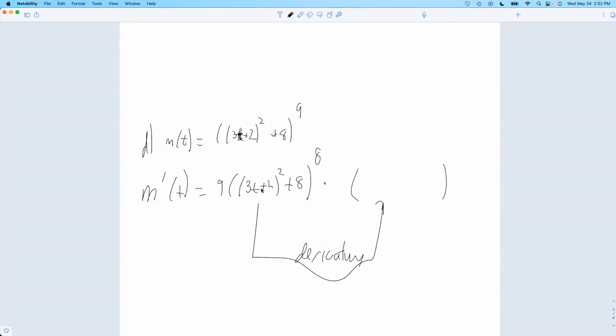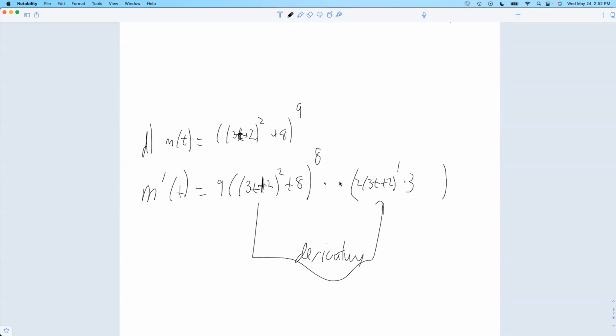Oh, look, that's a function inside a function. This is a plus. That guy there is a function in a function. So I have to use chain rule again. So 2 times, leave the inside alone, to the 1st power, times the derivative of everything inside. The derivative of 3t plus 2 is just 3.